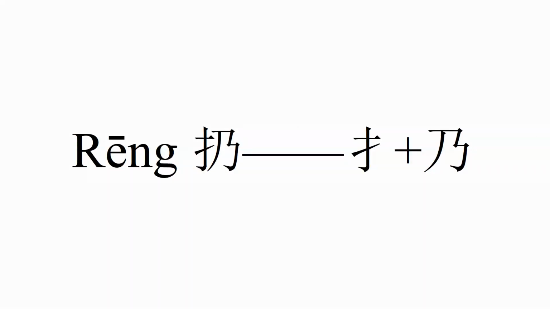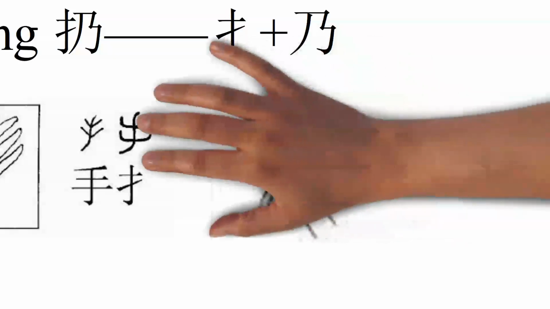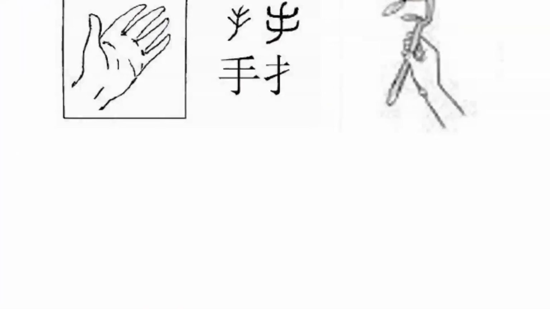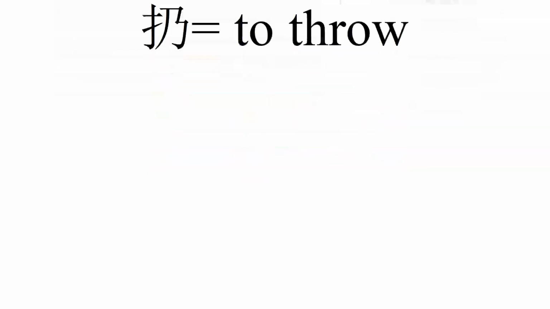Okay, the next character is 扔. 扔 also has two parts. The hand side with something that looks like a tree branch. From the picture we can see that this hand is about to throw away this tree branch. So 扔 means to throw, like throw away the garbage.